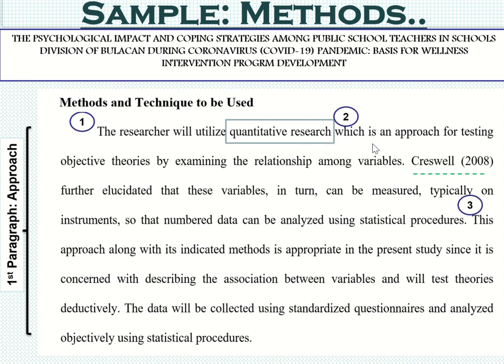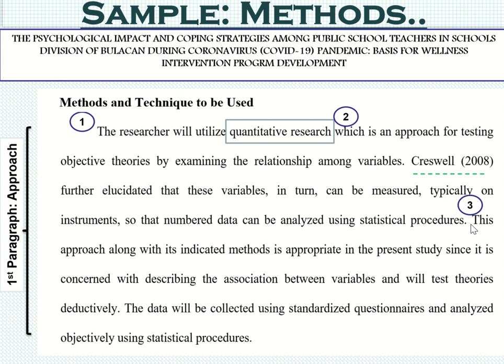So quantitative research, which is an approach for testing objective theories by examining the relationship among variables. So Creswell 2008 further elucidated that these variables in turn can be measured typically on instruments so that numbered data can be analyzed using statistical procedures. So as you notice, we have citation here. Okay, so you have to cite your reference appropriately.